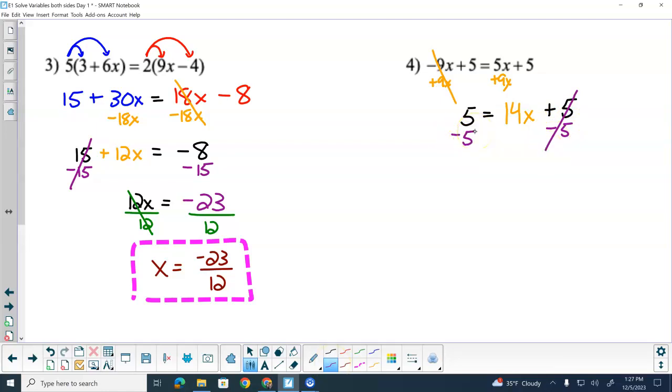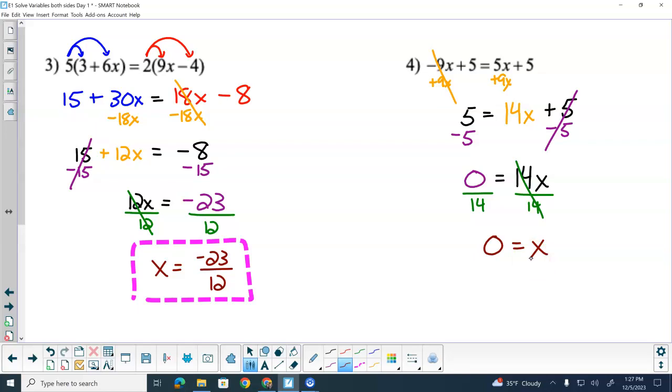5 minus 5 is 0. That's going to equal 14x. Divide both sides by 14. 0 divided by any number is 0.